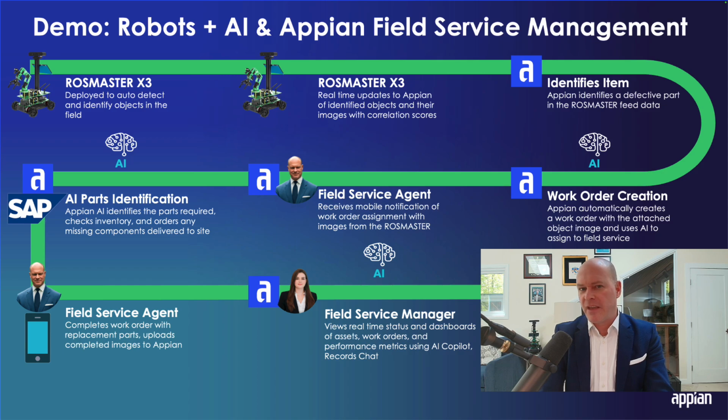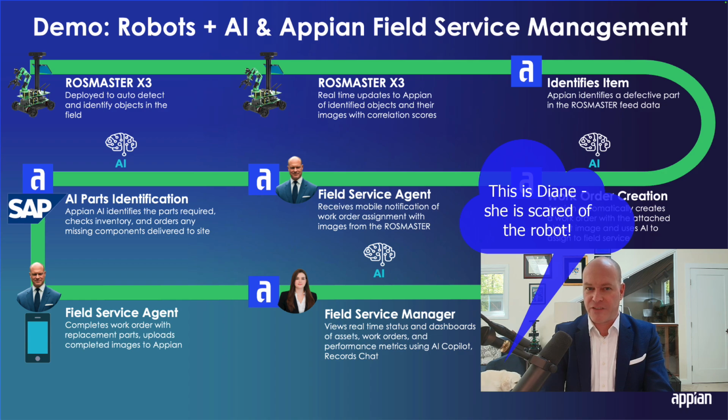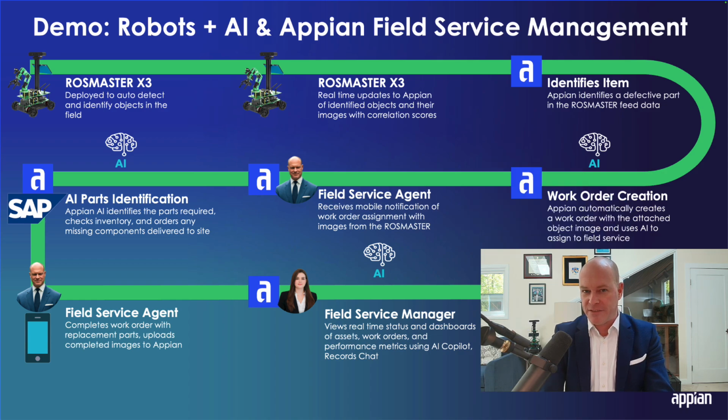And so as I drive this vehicle around my office, or it autonomously drives itself, you could imagine it detecting different objects. Based on the objects it detects, it is integrated in real time with Appian, so it is pushing all of the identified objects and their images into an Appian instance. Appian can then do all kinds of interesting things from a process perspective. In this example, we'll look at field service management. So based on the identification of, let's say, a broken M1 Abrams tank, I can initiate a field service work order proactively based on the robot's data.